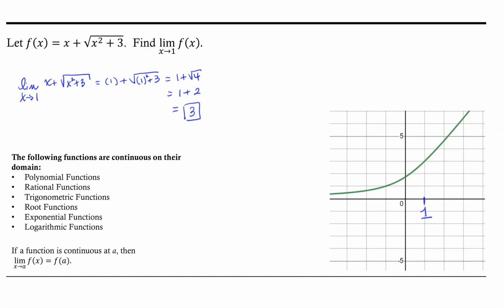And as we let our x values get closer and closer to 1 on the left-hand side of 1, we can see that our y values are increasing and approaching 3. Similarly, if we allow our x values to get closer and closer to 1 from the right-hand side, we can see that those outputs, those y values, are decreasing and getting closer and closer to 3. So indeed, the limit of this function as x approaches 1 is 3.